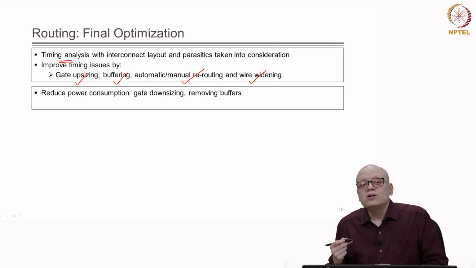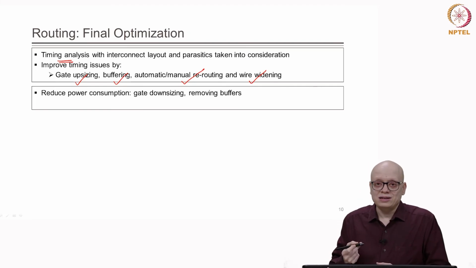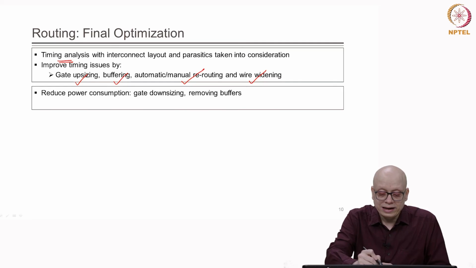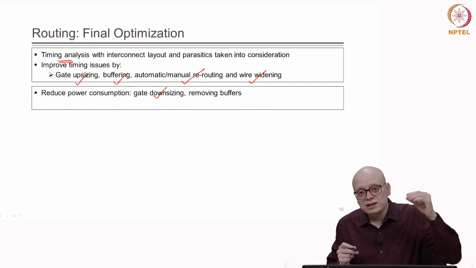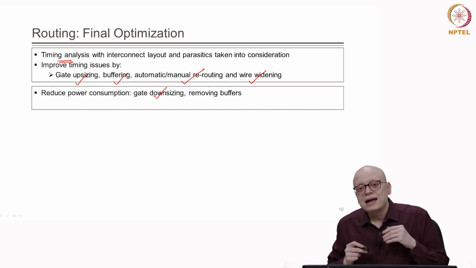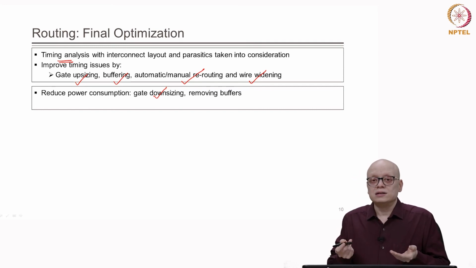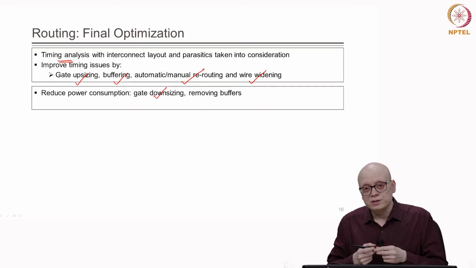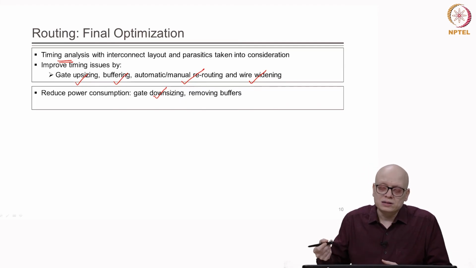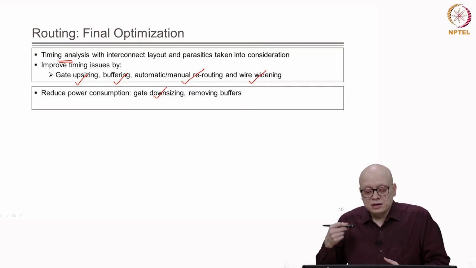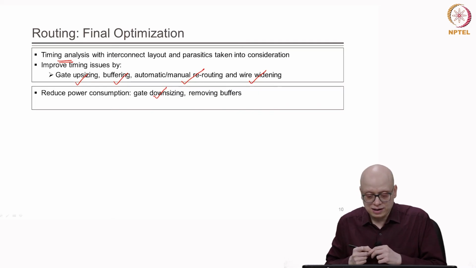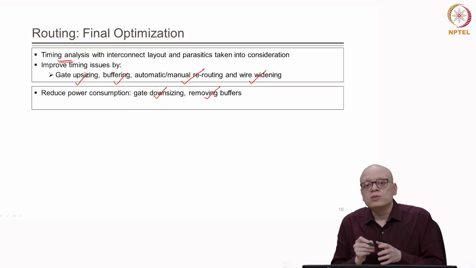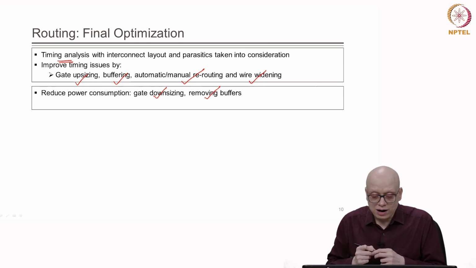Then we can also think of improving the power dissipation in our design. For example, we can do gate downsizing for the paths where the timing is not that critical. There we can reduce the size of the gates, and as such decrease the power dissipation, but the increase in the delay will not impact the final QoR of our design. Also, we can remove buffers on the paths where they are not required.